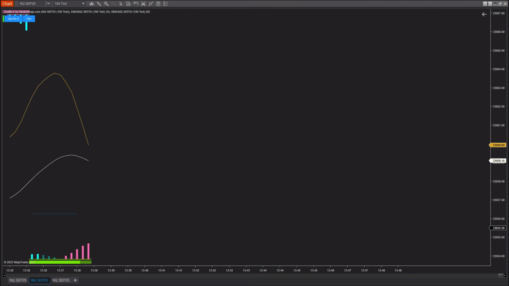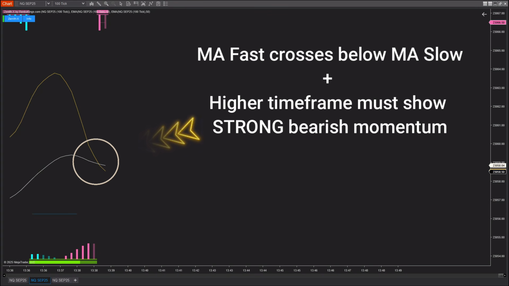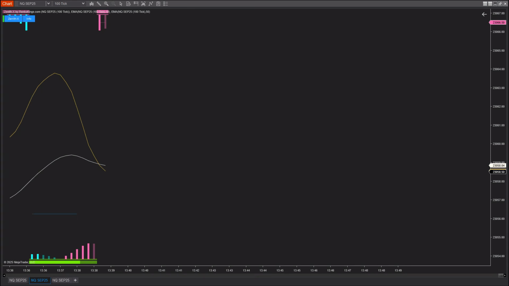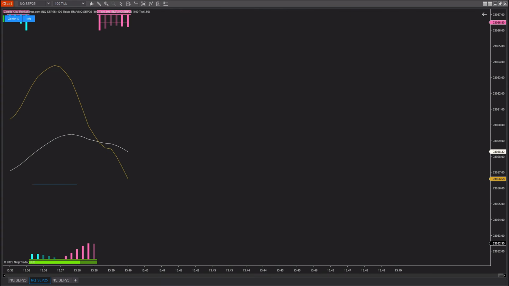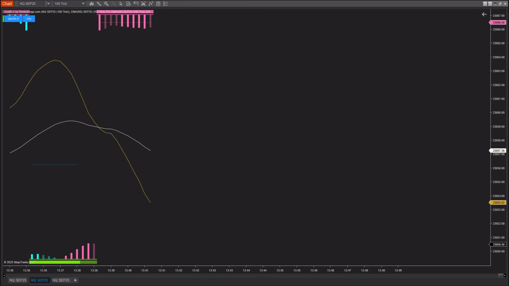Conversely, in a downtrend, the system requires two core conditions to confirm that the market is truly shifting downward. First, the fast MA must cross below the slow MA, a basic but important technical signal indicating that selling pressure is starting to dominate. Second, bearish momentum on the higher time frame must be clearly present, reflecting a strong weakening of buying interest. When both of these conditions are met simultaneously, the system confirms a bearish trend and generates a corresponding signal, enabling traders to align their decisions with the prevailing market direction.